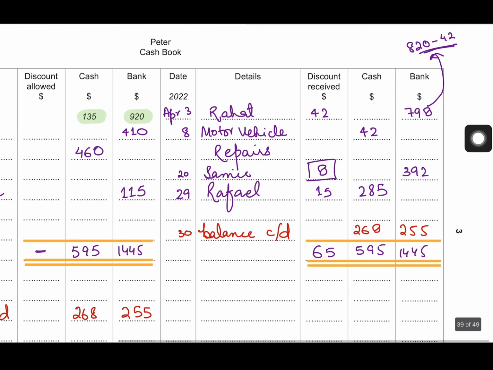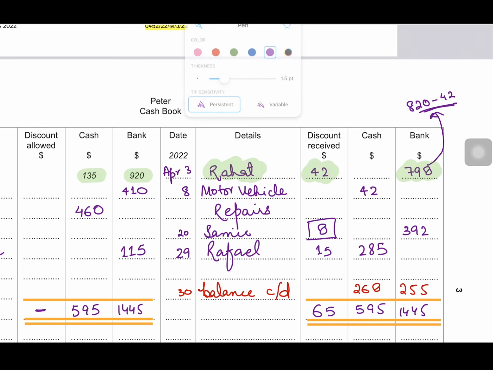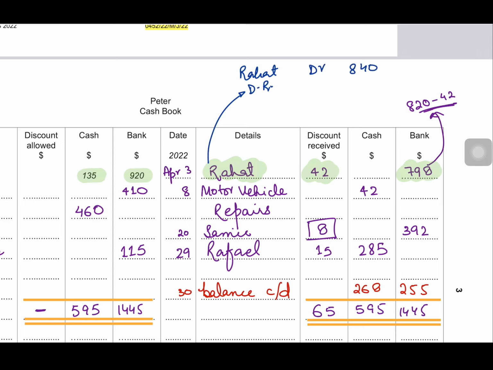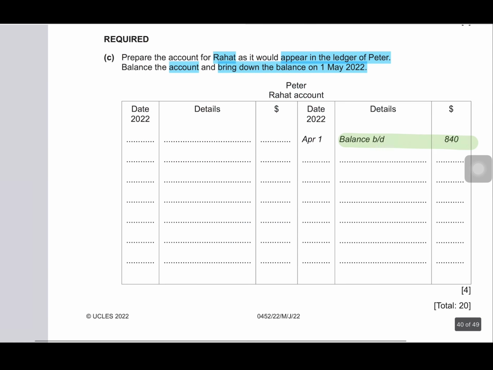So over here we are paying Rahat how much? We are paying 798 and we are getting a discount of 42. This transaction is being credited in my cash book, so this will be recorded on the debit side in Rahat's account, right? Why? What would be the double entry of this? Rahat would be debited by the full value, that is 840, and my discount received and my bank account would be credited, 42 and 798. So both of these will be recorded in Rahat's account on the debit side separately.